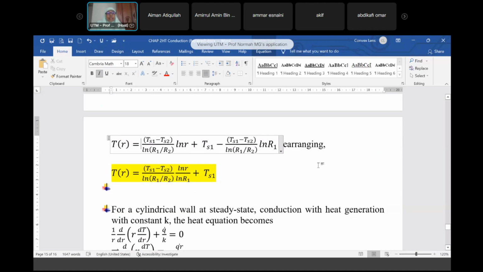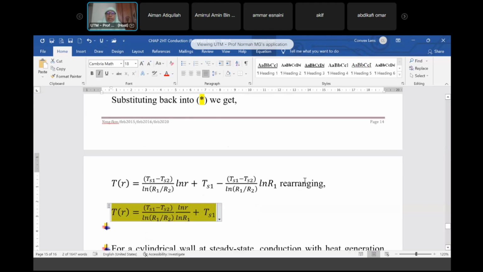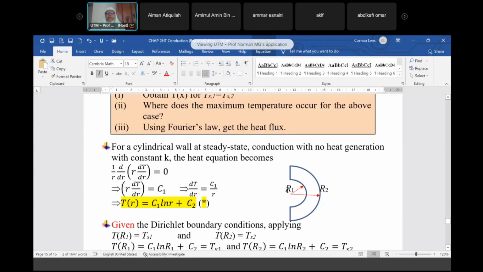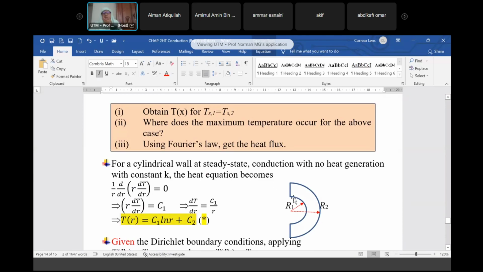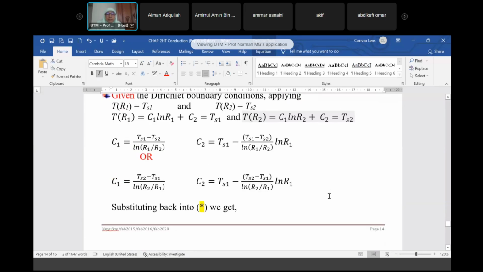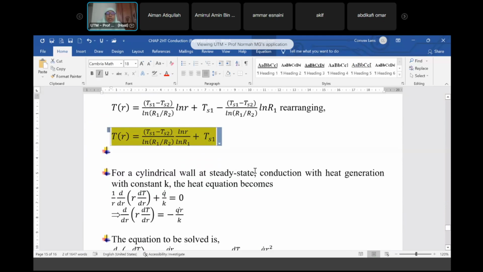Which upon rearranging, this is the equation for the spherical wall. Spherical shell, because you know Ts1 and Ts2. If it's a solid wall, it's a different matter. That means if you have a textbook solid wall, you may get the temperature on the outer wall, and the derivative in the middle is 0 if it's a solid wall. For cylindrical shell, you cannot use the derivative.